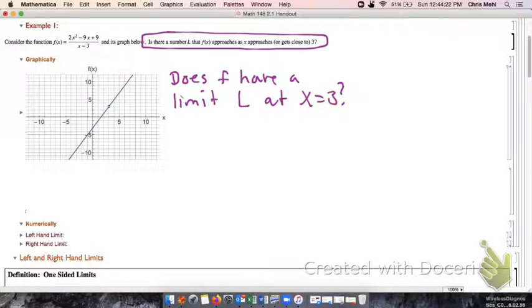Now when I do this graphically, one thing I like to do is just draw, this is hard for me to do on my stylus pen, but I would just draw a vertical line. This is the line x equals 3. So that's where I want to know if there's a limit. Now I want you to look at the x-axis. You're going to think about x values getting close to 3, and think about what the outputs, the f of x values, are doing. They're just the y-coordinates.